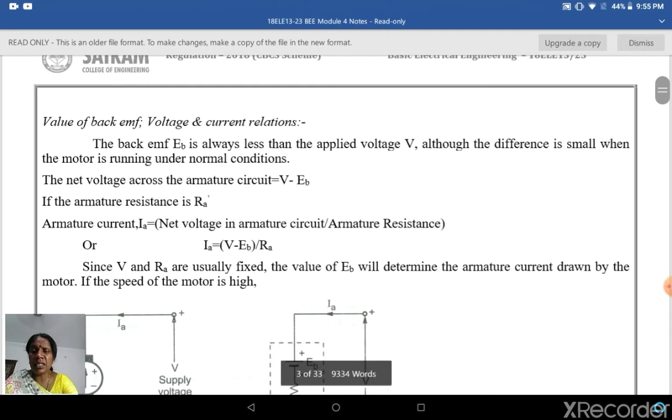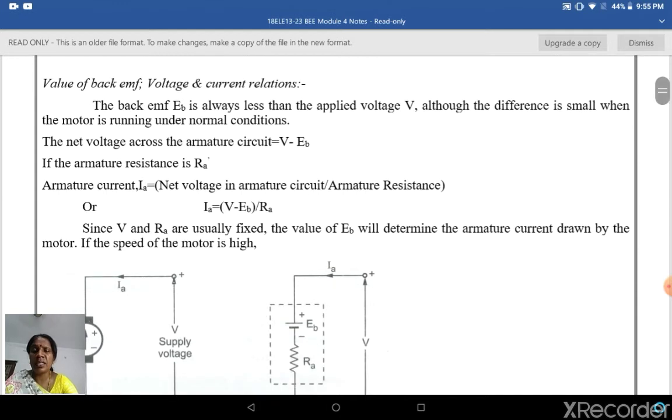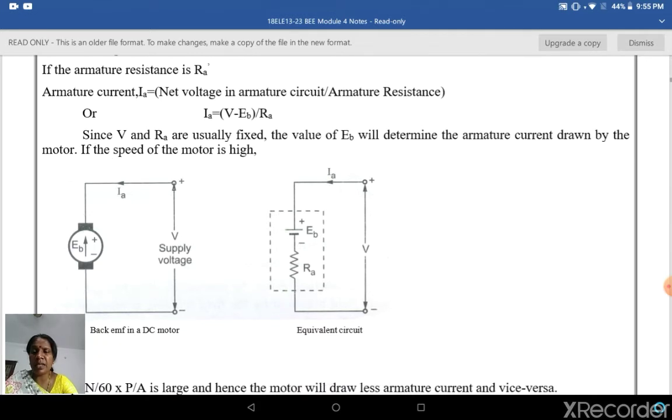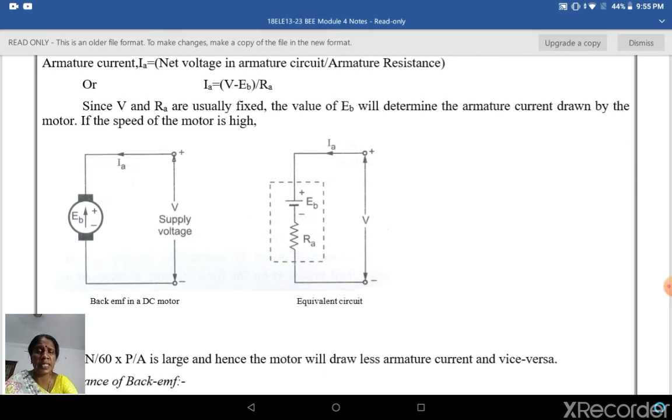The significance of the back EMF: the back EMF is always less than the applied voltage, although the difference is small when the motor is running under normal conditions. The net voltage across the armature is V minus EB. If the armature resistance is RA and the armature current is IA, then IA equals (V minus EB) by RA. Since V and RA are usually fixed, the value of EB will determine the armature current drawn by the motor.